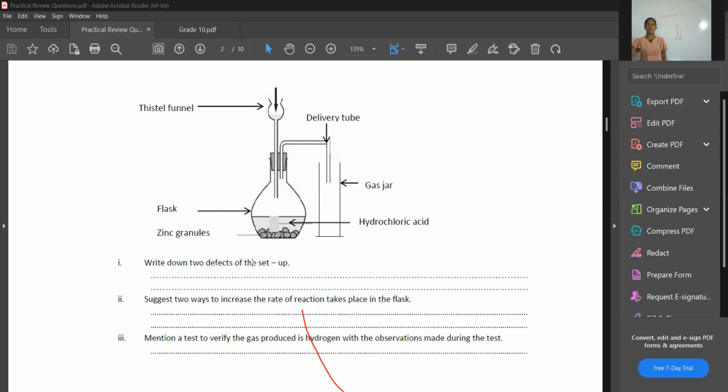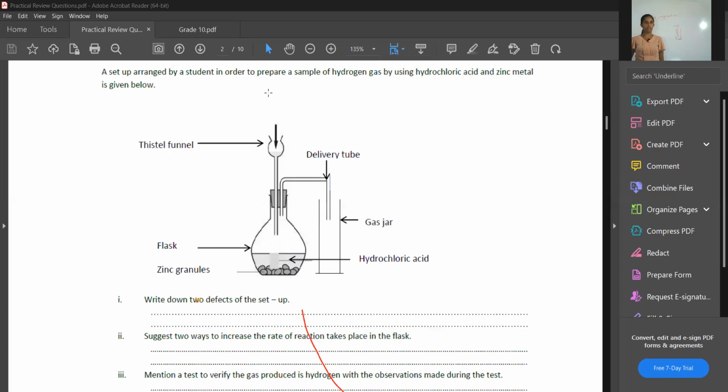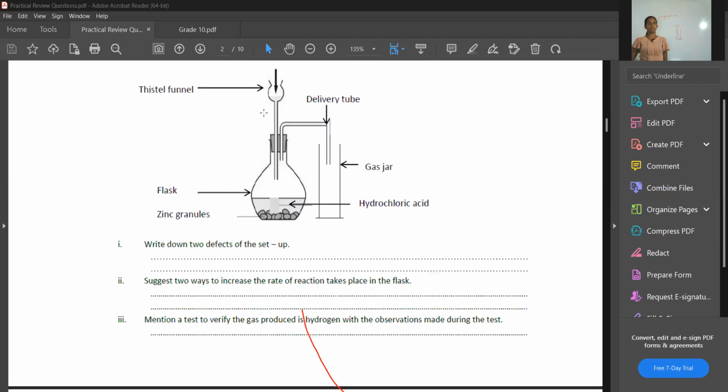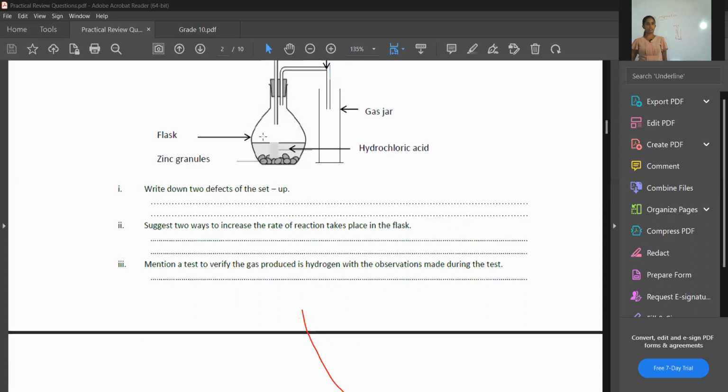And also here, as the reactants, we use what? Hydrochloric acid and zinc, right? So we can use zinc in small pieces or in powder form. Here, using the thistle funnel, we put in hydrochloric acid, right? So we can use concentrated hydrochloric acid. By using those two methods, we can increase the rate of the reaction, right?